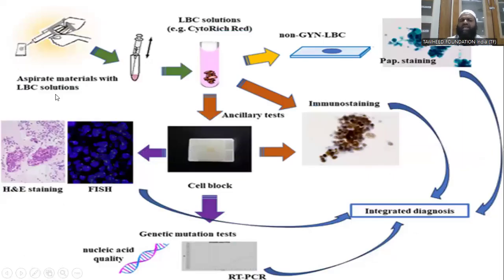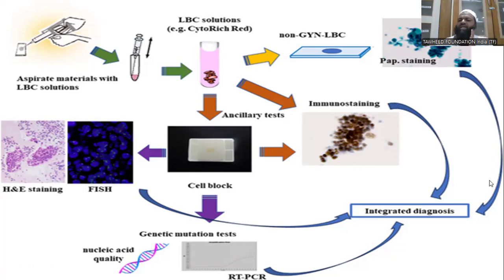Here you can see aspirated material with LBC solutions. Maybe it is an FNAC technique. There also you can collect the sample and use the same technique to stain it. That particular sample is fixed here in LBC solution, for example CytoRich Red solution. This is the solution with the sample, and it is non-gynic LBC. It is stained with pap staining.